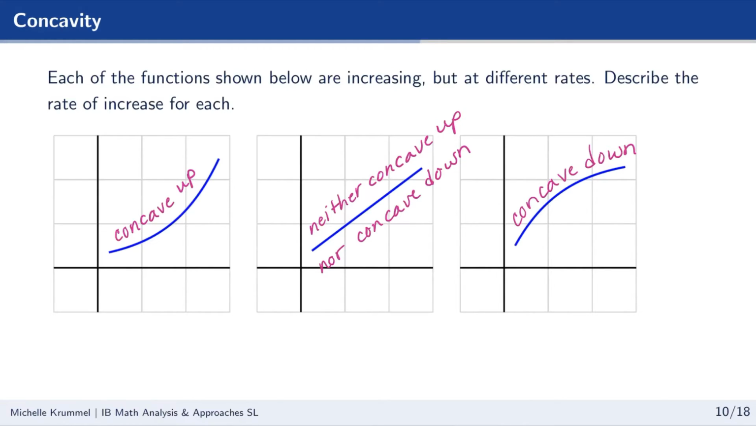But we're asked to describe the rate of increase for each of these functions because all three of them are increasing. They're all increasing, but they're increasing in different ways. They're increasing at different rates. Some of them are increasing more quickly, some of them are increasing more slowly, and some of them are increasing steadily. Okay, so for the first one, imagine if this was just the side of a hill and you were walking up. It's getting steeper and steeper and steeper as we go from left to right. So this one is increasing at an increasing rate.